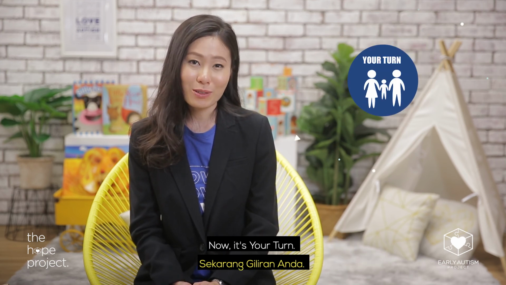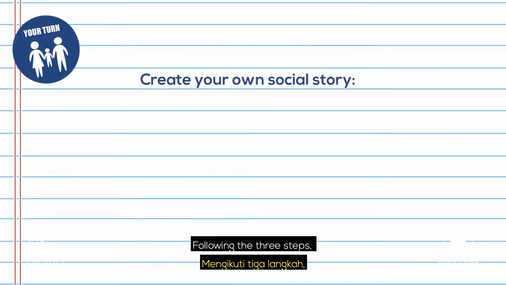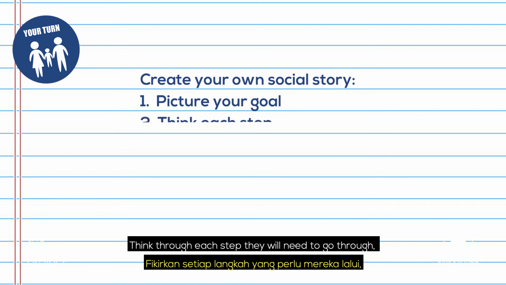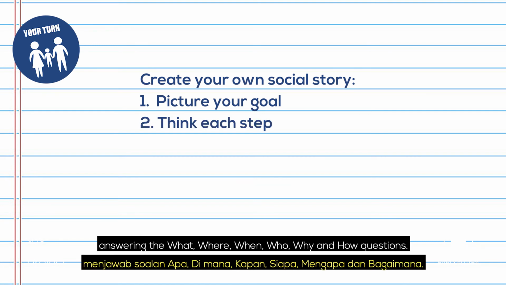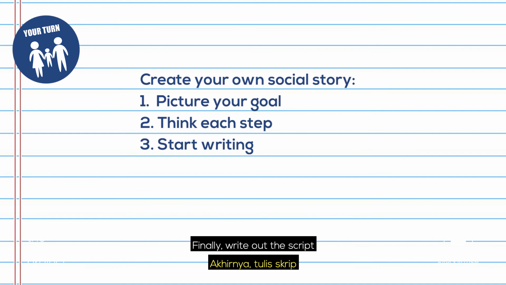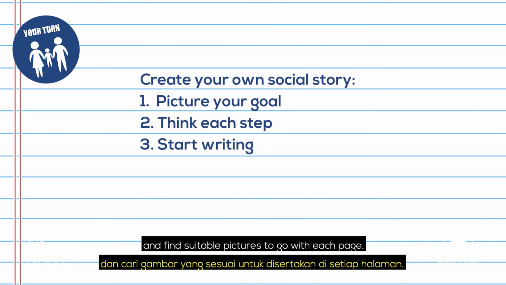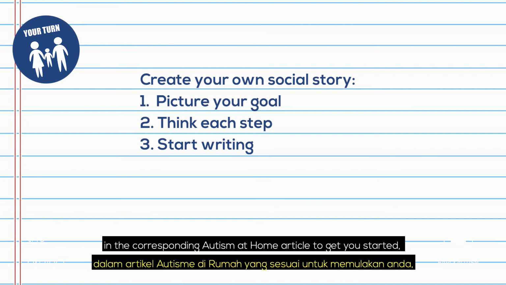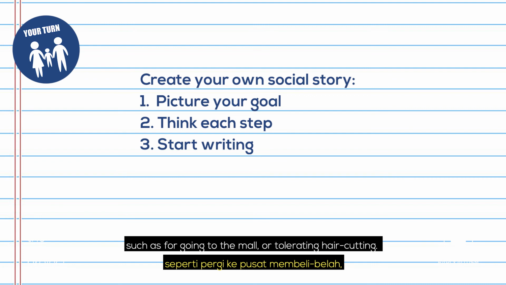Now, it's your turn. Following the 3 steps, picture a goal you would like your child to prepare for or learn. Think through each step they will need to go through, answering the what, where, when, who, why, and how questions. Finally, write out the script and find suitable pictures to go with each page. We have a lot of free social story templates you can download in the corresponding Autism at Home article to get you started, such as for going to the mall or tolerating haircutting.